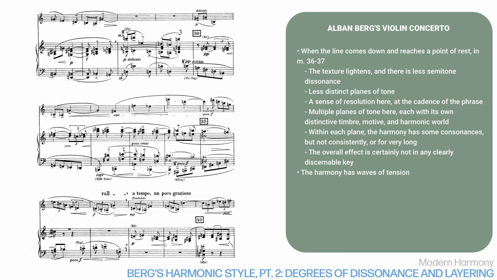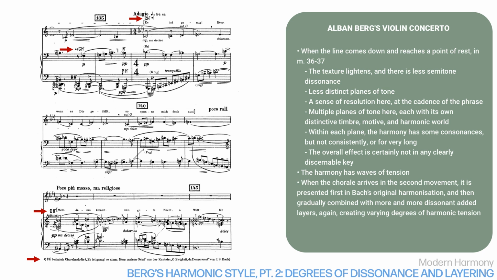Similarly, when the chorale arrives in the second movement, it's presented first in Bach's original harmonization, and then gradually combined with more and more dissonant added layers, again creating various degrees of harmonic tension. Now, it's true that Bach's original version has some dissonances, but they're handled in the traditional way, enriching a fundamentally triadic structure and resolving immediately and by step.